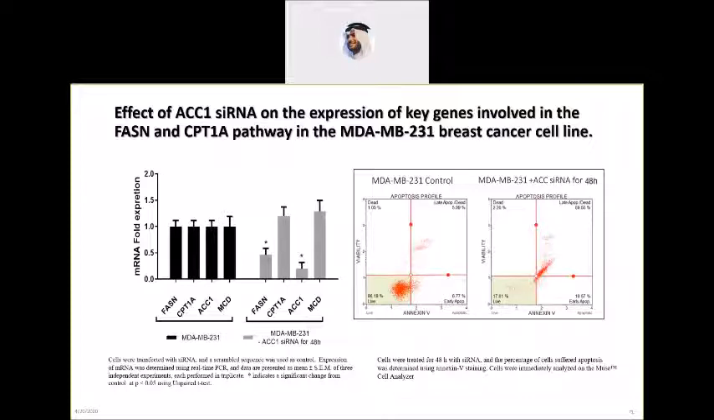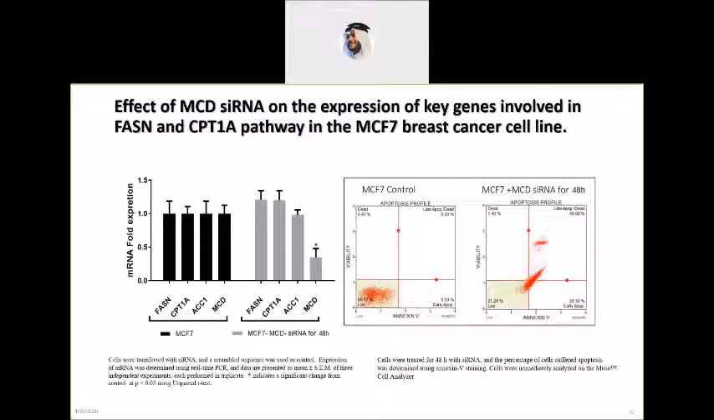As a consequence of that, we test the messenger RNA expression of other genes by RT-PCR. The ACC1 silencing resulted in a significant decrease of more than 50% in FASN messenger RNA, the same as we did for the previous cells. We test the effect of this inhibition on the apoptosis profile. As you can see from the flow picture, this inhibition leads to activation of apoptosis.